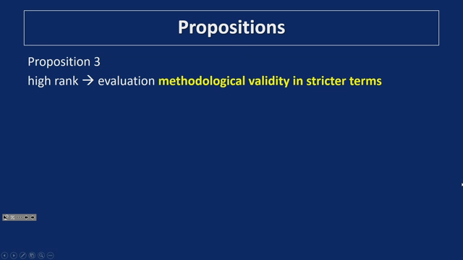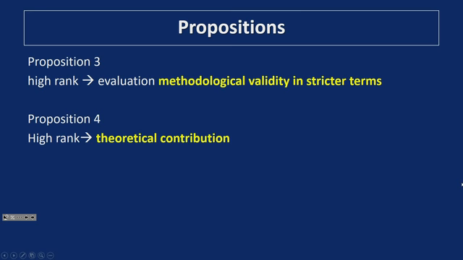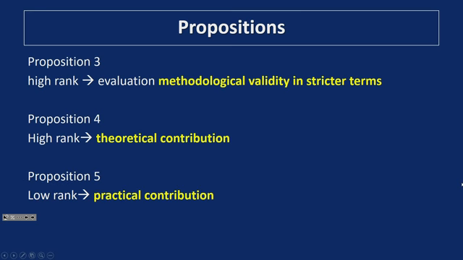But on the other side, high-ranked journals need to preserve the validity of the manuscript, to preserve their high standards. So we expect also that methodological validity is expressed in stricter terms in high-ranked journals, and a difference also in terms of the theoretical and practical contribution, which are expected to be more common respectively in high-ranked and low-ranked journals.